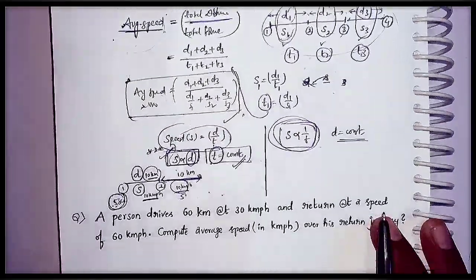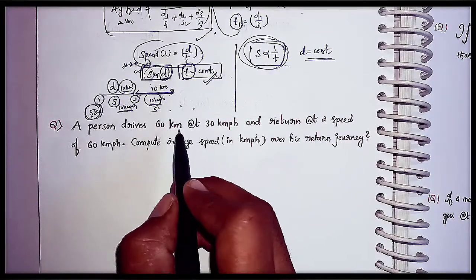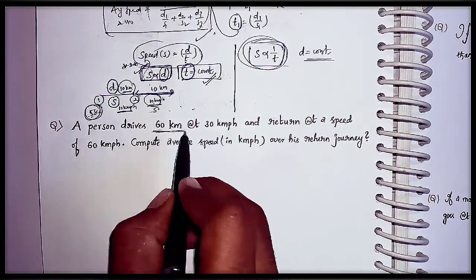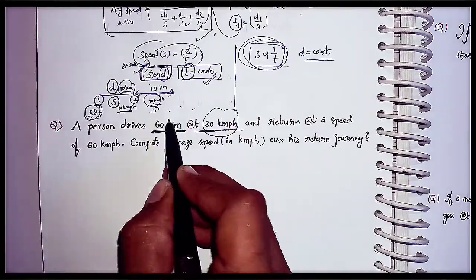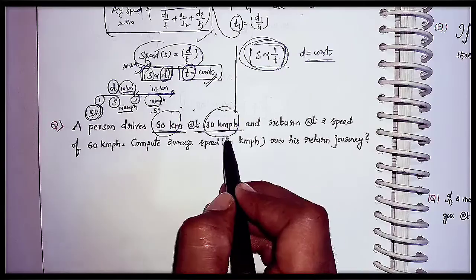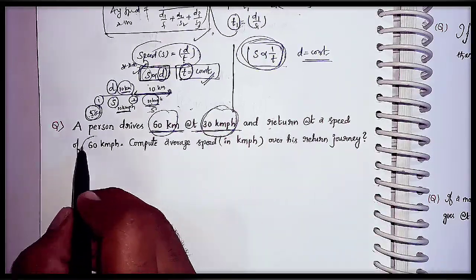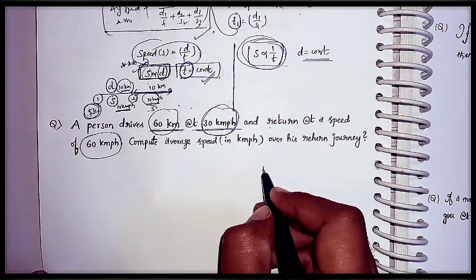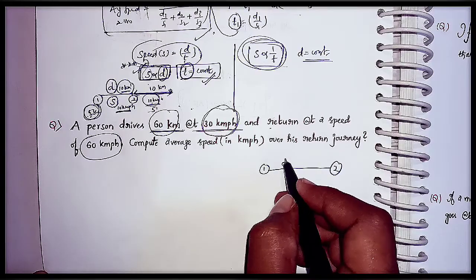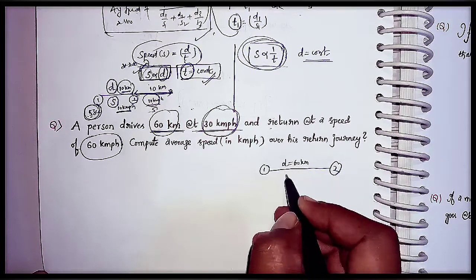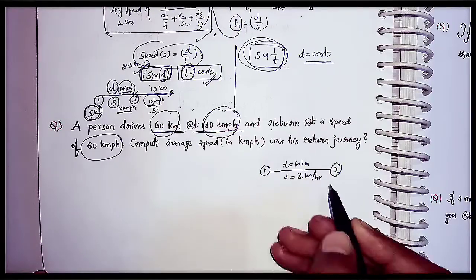If you see the first question here: a person drives a 60 kilometer distance at 30 kilometer per hour. He is given distance d1 and speed s1, and he returns at a speed of 60 kilometer per hour. That is, let us consider a person is moving from point 1 to point 2. The distance d equals 60 kilometers and the speed s is equal to 30 kilometer per hour.